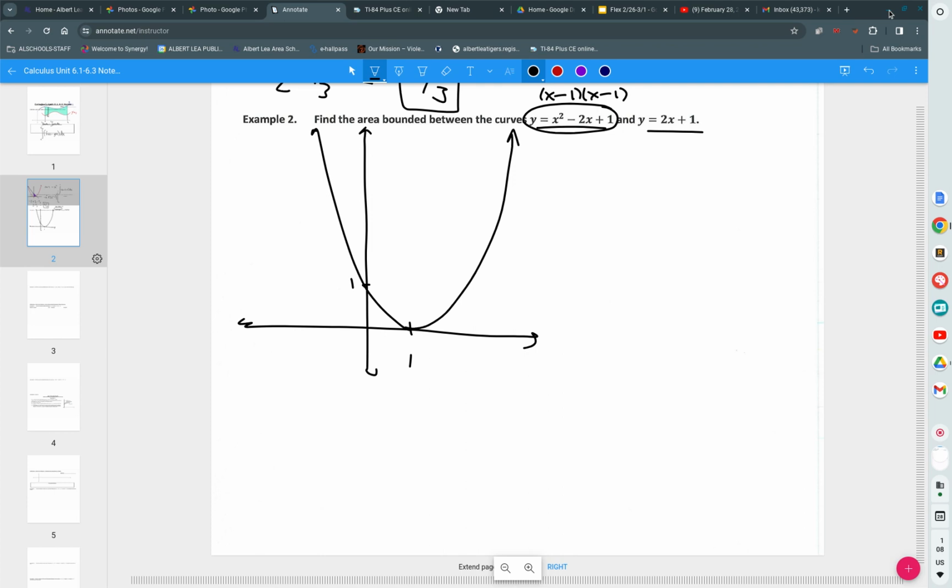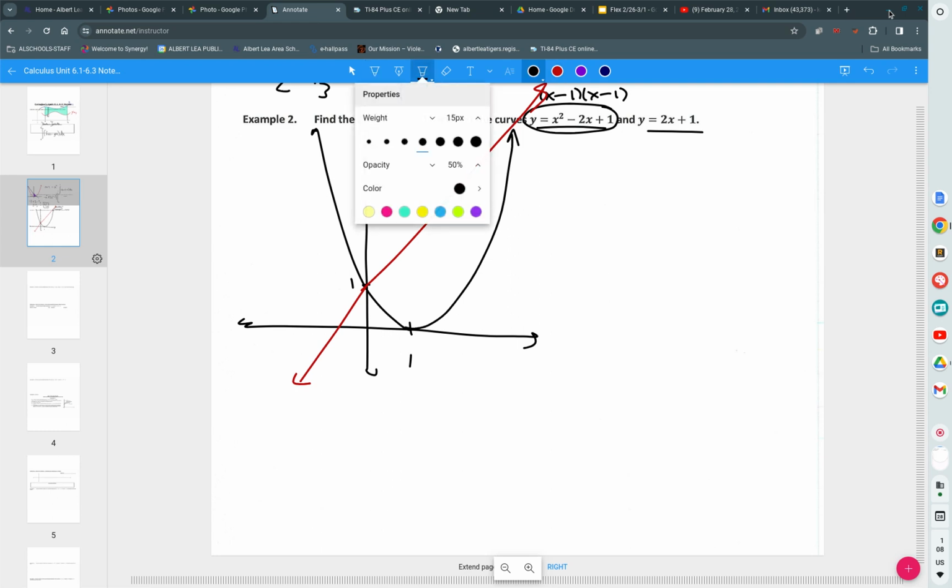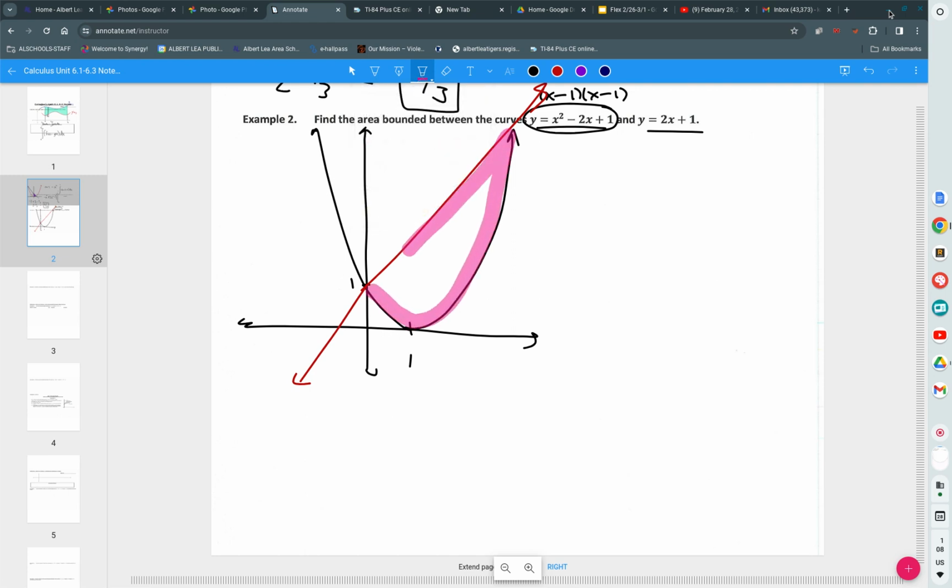In most scenarios on the AP exam, they do provide the graphs, but there are times that they don't. Then we have 2x plus 1. Well, as I graph that, I have that kind of a shape. And so we want to find this shaded region right there. Okay? So we'll set it up nice and easy.